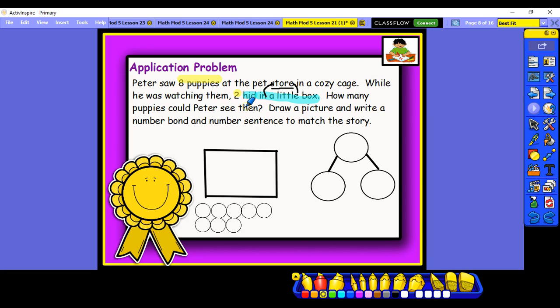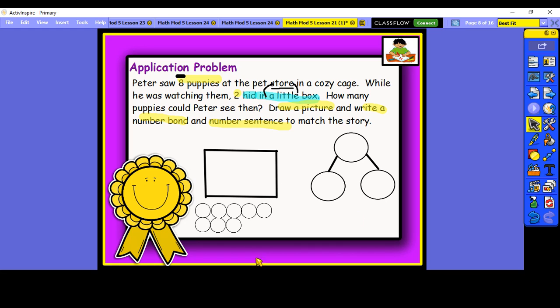Let's listen to the rest of our story to figure out what we need to do. How many puppies could Peter see then? Draw a picture, write a number bond, and number sentence to match the story. Let's think. How many puppies did he see first? 8. So we need to start with our whole amount of 8. We have 8 circles for our 8 puppies. How did we put our 8 circles? The 5 group way. 5, stop, return, sweep.